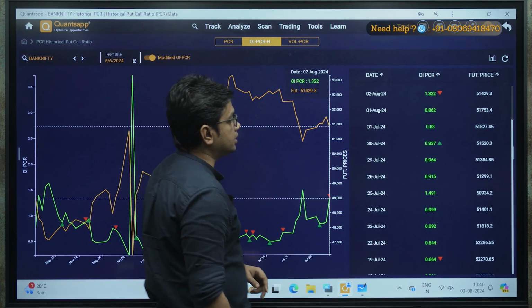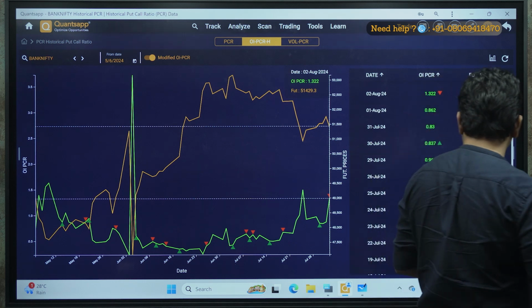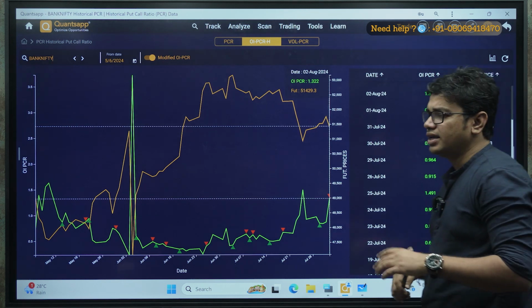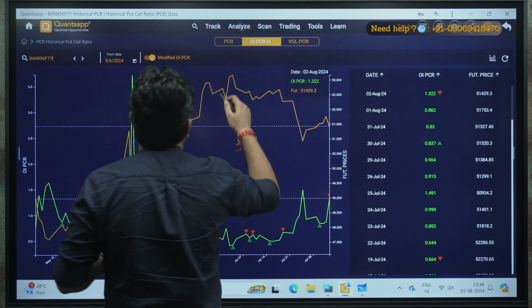So here you can see on 30 July the trade was generated. Also on 19 July the trade was generated. You can see the price was 52,270. After that it went to 50,934. Now again on 30 July the call was generated at 51,520, and it went to 51,753. So let's just see how I can take the trade.